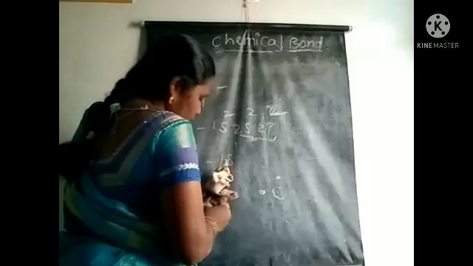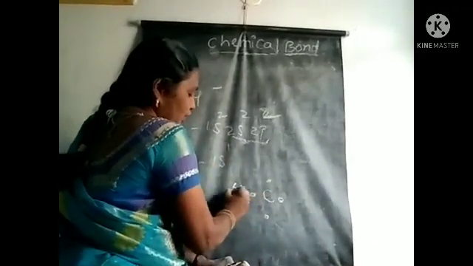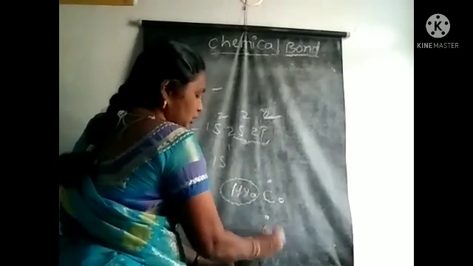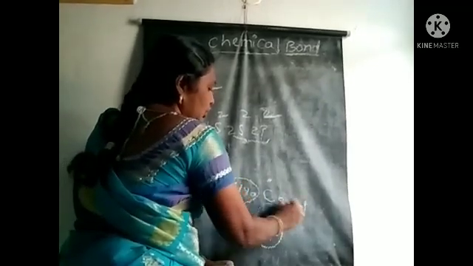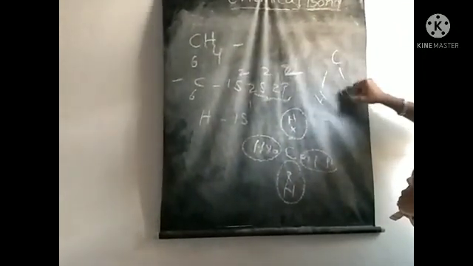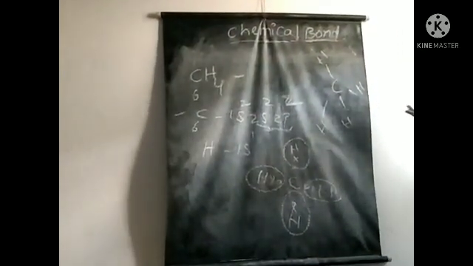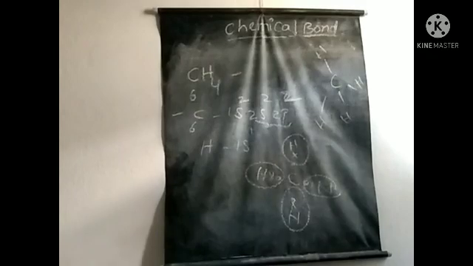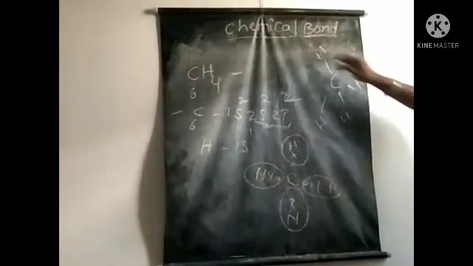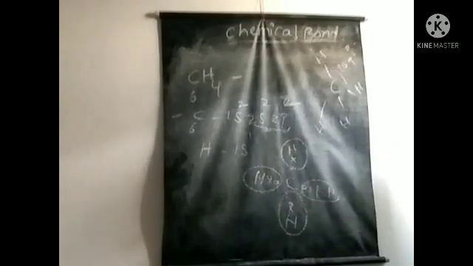1, 2, 3, 4. Here each hydrogen has 1 electron. 1, 2, 3, 4. Like that. Here, because of VSEPR theory, the shape of methane is like this. Here bond formation is like this. The bond angle is 109 degrees. The bond angle of methane is 109 degrees.